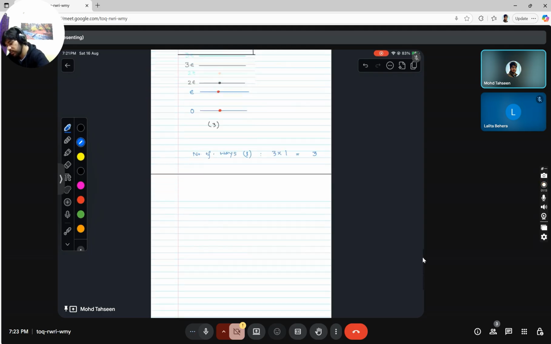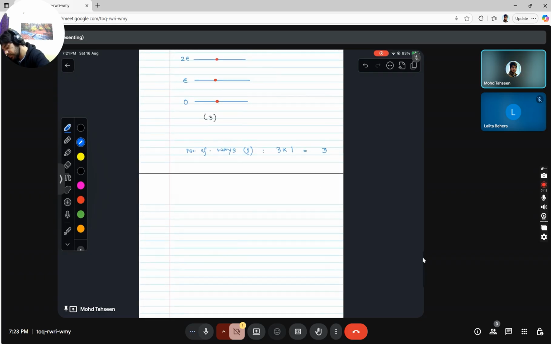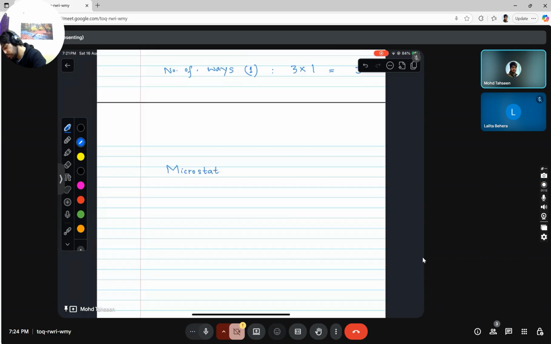Or let me make a table. Let's tabulate this. So we have microstate and then number of ways. For the first microstate, we have 3 times 1, which is 3 ways, right?